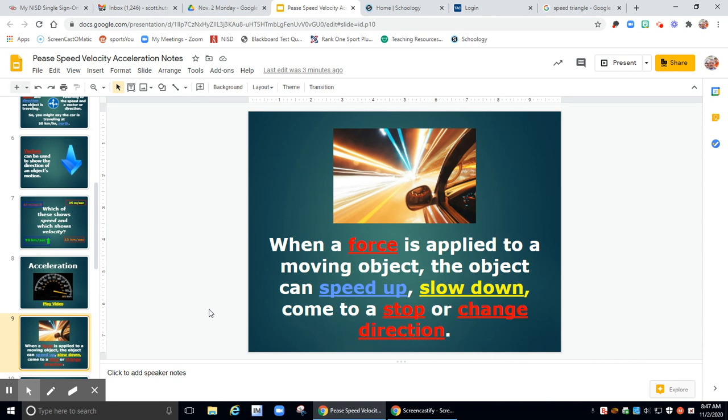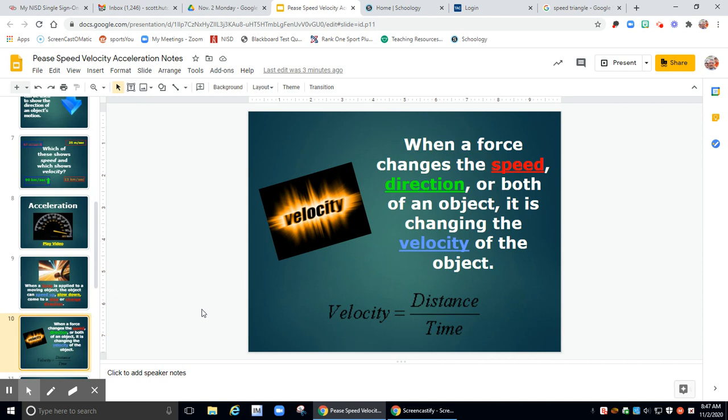Speeding up would be positive acceleration. Slowing down would be negative acceleration. Coming to a stop or changing direction are also forms of acceleration. So the velocity is really what we're talking about here, because remember, acceleration is a change in speed or direction. So ultimately, we're talking about a change in velocity, because velocity can change either by changing the scalar portion of it, the number portion of it, or velocity can change by changing the vector, whether it's going north or south, east or west, up or down, left or right.